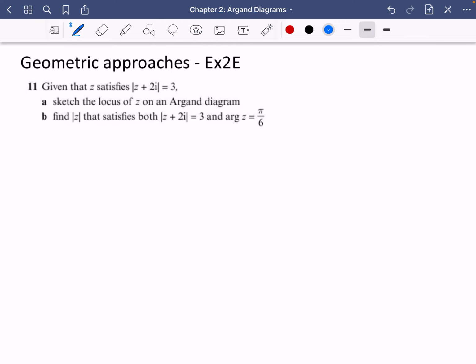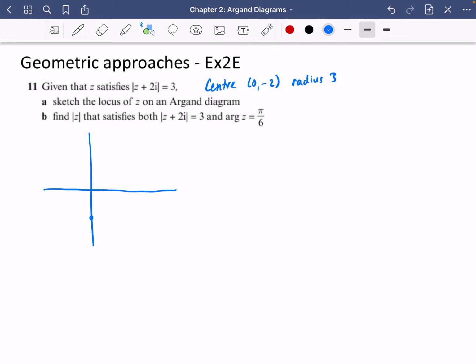So it says, given that z satisfies this particular locus, |z + 2i| = 3, sketch the locus of z on an Argand diagram. So straight away, I know that it's going to be a circle, and it's going to have center (0, -2), and it's going to have radius 3. So let's draw a sketch of this. So (0, -2) is the center, and it's going to have a radius of 3.